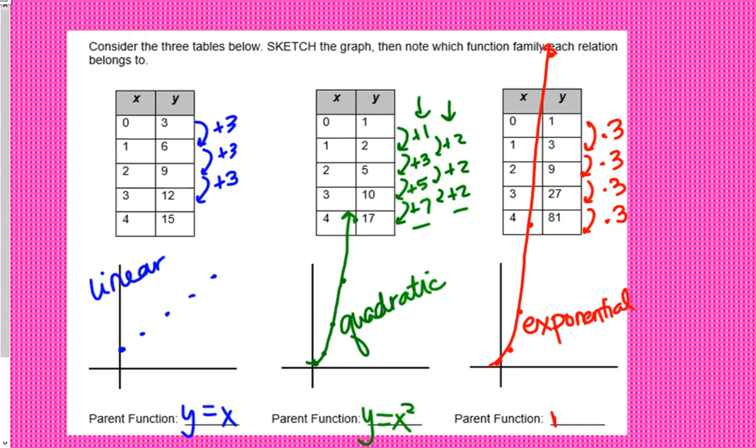Parent function, remember that there isn't a parent function for exponentials. There's just the orphans. They don't have a parent to report back to. It's just a whole bunch of random exponentials. So it's kind of a trick question down there.